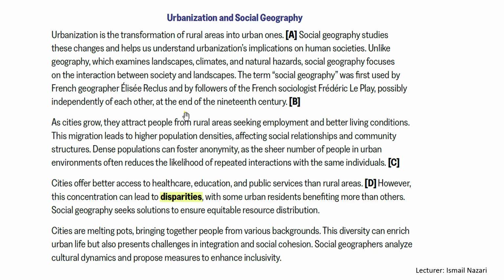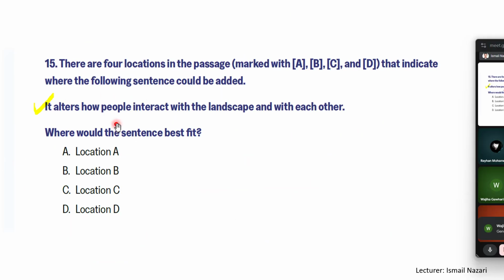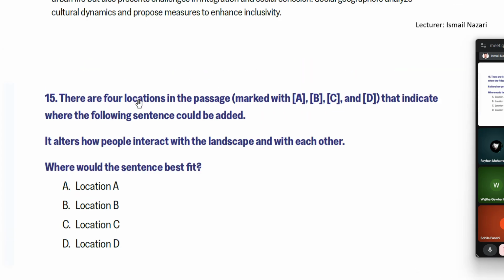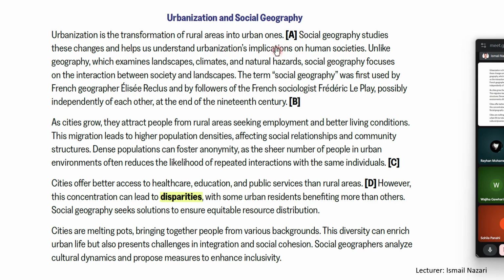And this is the passage. So let's go ahead and find the correct choice. If the idea is stated, or if the sentence is explaining a specific detail, it's usually put in the middle of the passage. It says here, it alters. It means it changes. Alters means the word change. How people interact with the landscape and with each other. So this is expressing a general content instead of a specific point of view. So a general idea instead of a specific idea. So where does it usually fit? Usually at the beginning of the passage. So it alters how people interact with the landscape and with each other. The correct choice is A here.